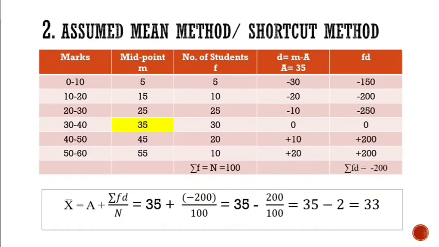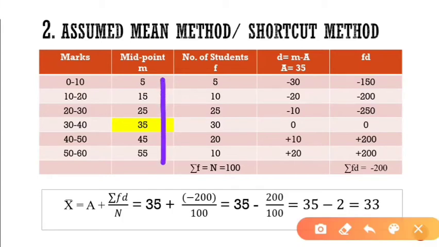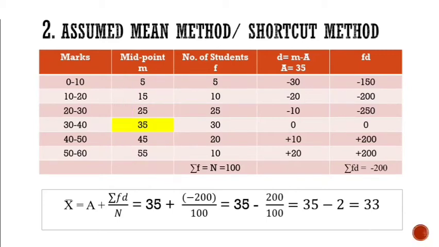Now we'll move on to the assumed mean method. In this method, up to the midpoints, it's the same. We have calculated the midpoints over here also. Now we have to assume any mean from these midpoints only. We can choose 25 or 35; we have to look for the middle terms of this data. The middle ones are these only, so we'll take either 25 or 35. In this question we are taking the assumed mean as 35.